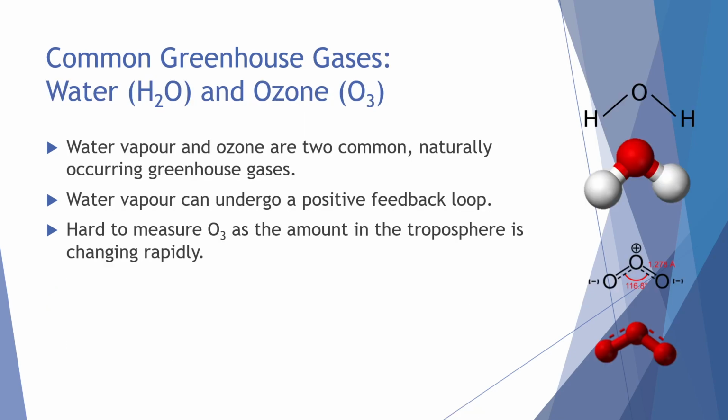So finally, we're going to look at H2O and O3, so water and ozone. These are ones that we want in the atmosphere for obvious reasons, right? We need water, and ozone protects us. These are naturally occurring greenhouse gases. We're going to talk more about this later, but water can undergo what's called a positive feedback loop. It is hard to measure O3 as the amount in the troposphere is rapidly changing, but again, O3 is important. It does shield our planet from harmful radiation.